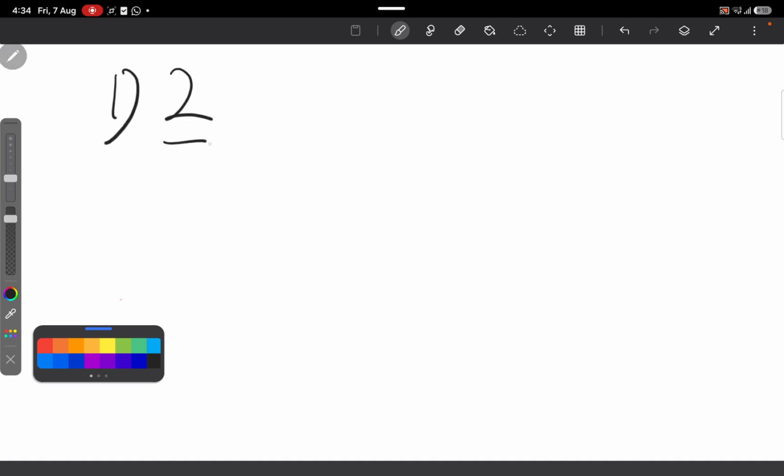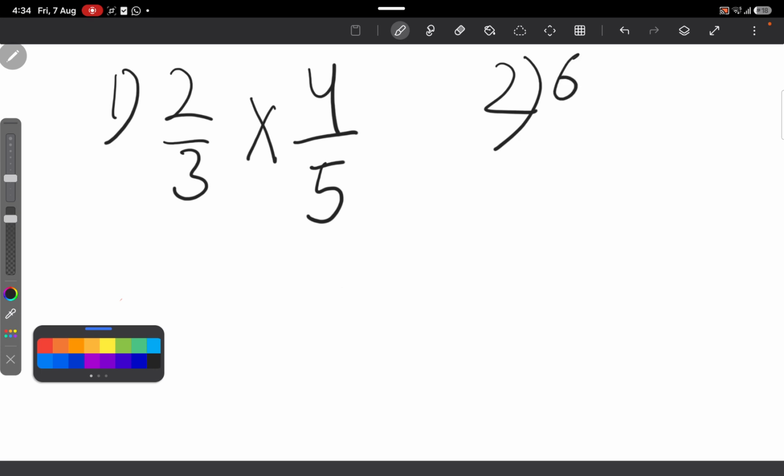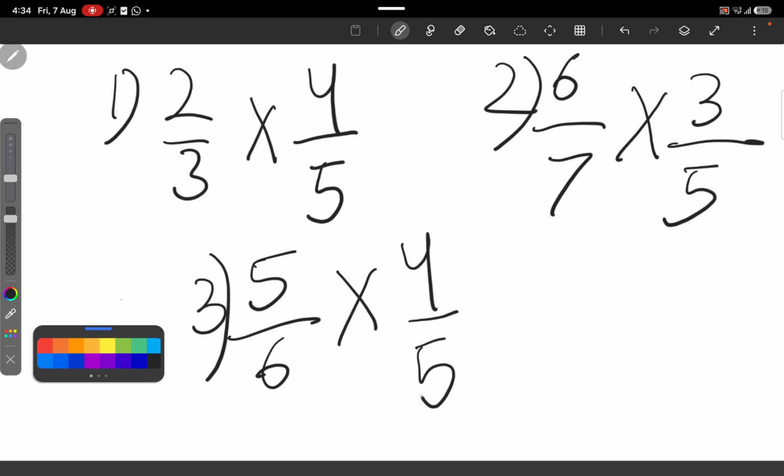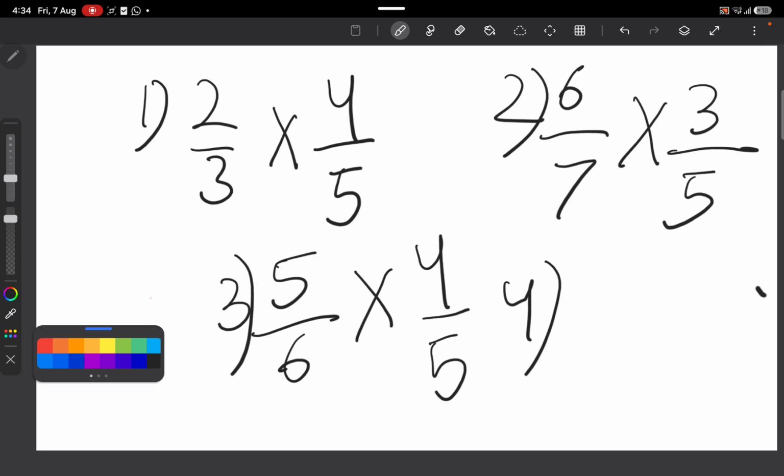Okay. First, 2 upon 3 into 4 upon 5. Second, 6 upon 7 into 3 upon 5. Third, 5 upon 6 into 4 upon 5. And last one, we have 1 upon 2 into 6 upon 7. Okay, solve them one by one. I'm going to give you around 30 seconds to solve them. I know you must have already started solving it, but let's see.